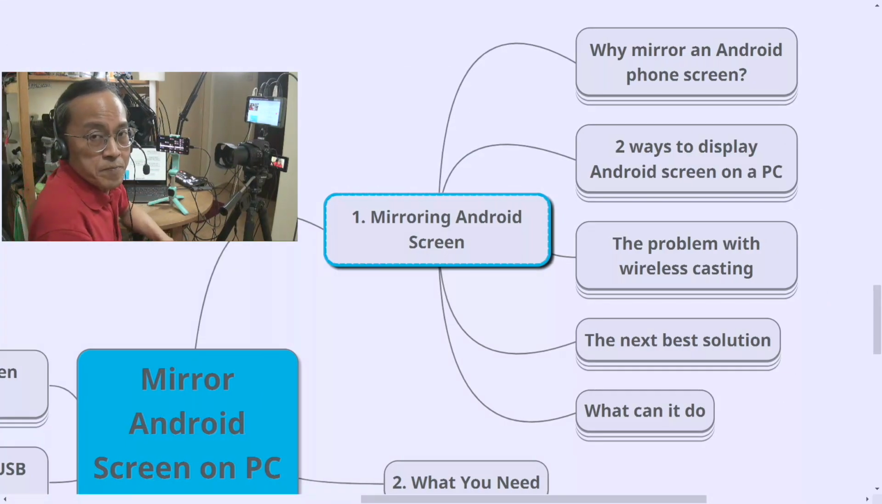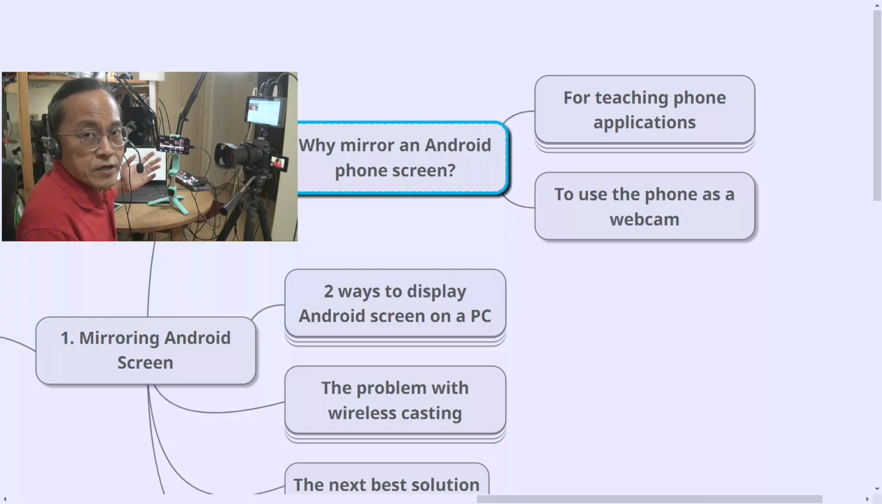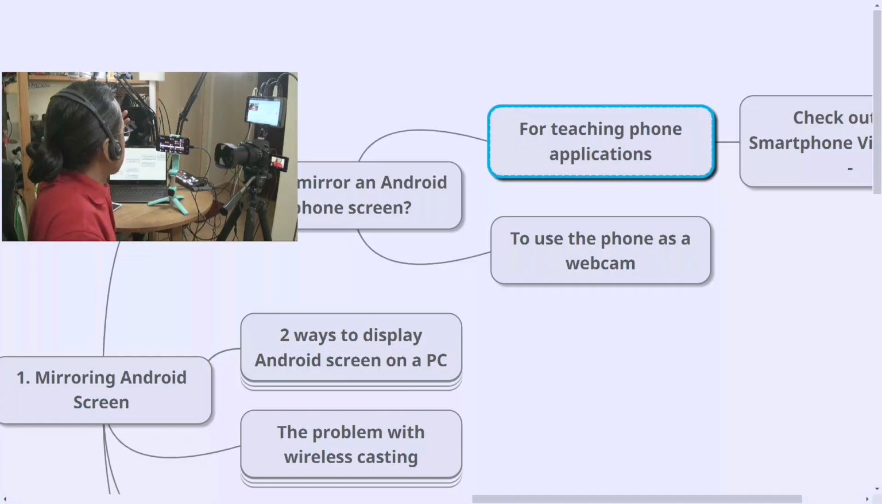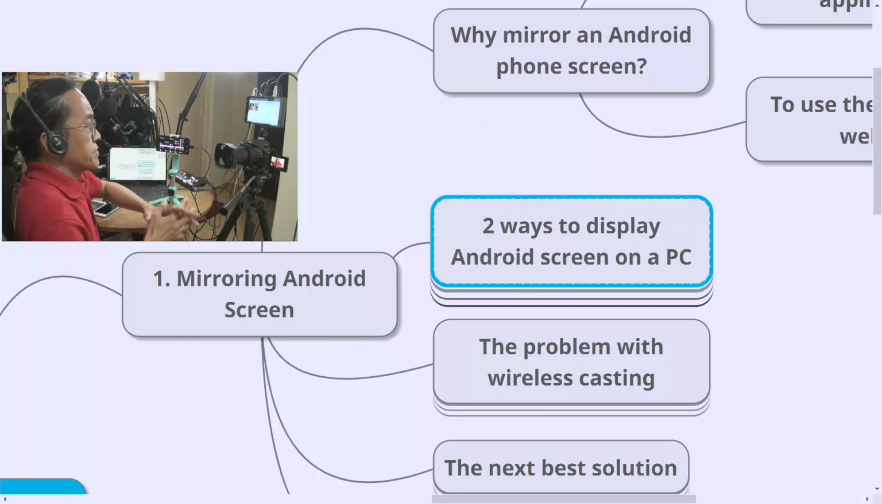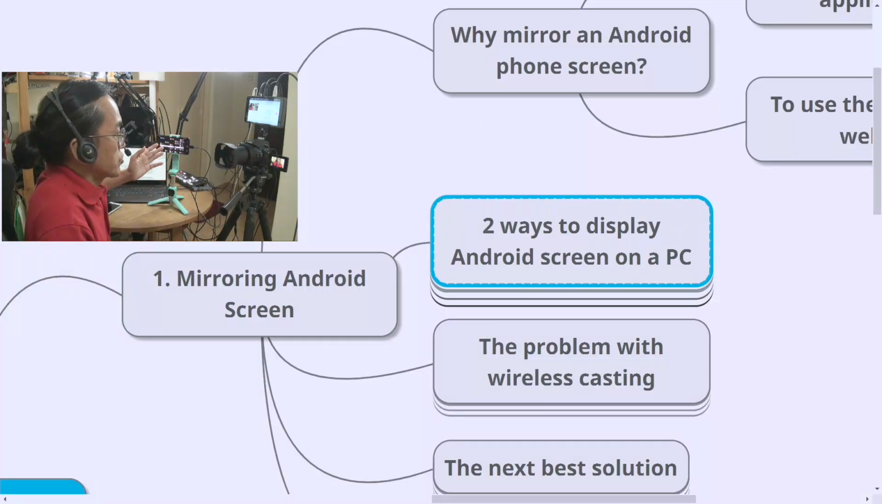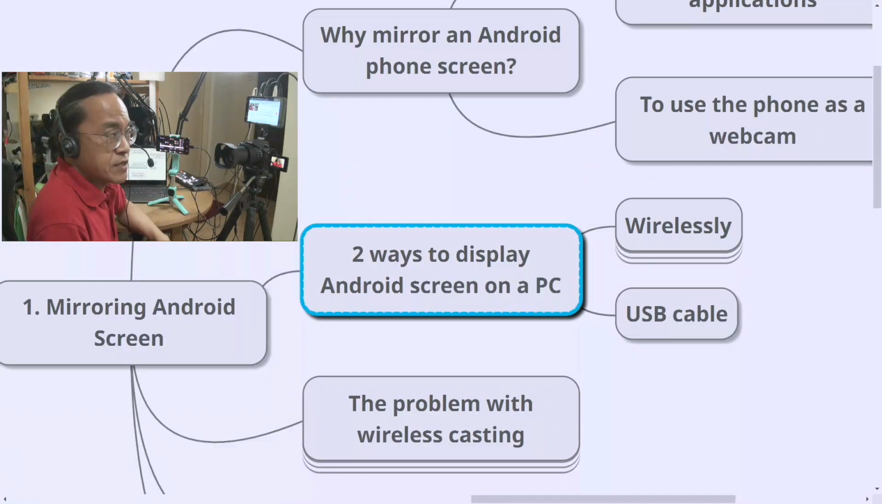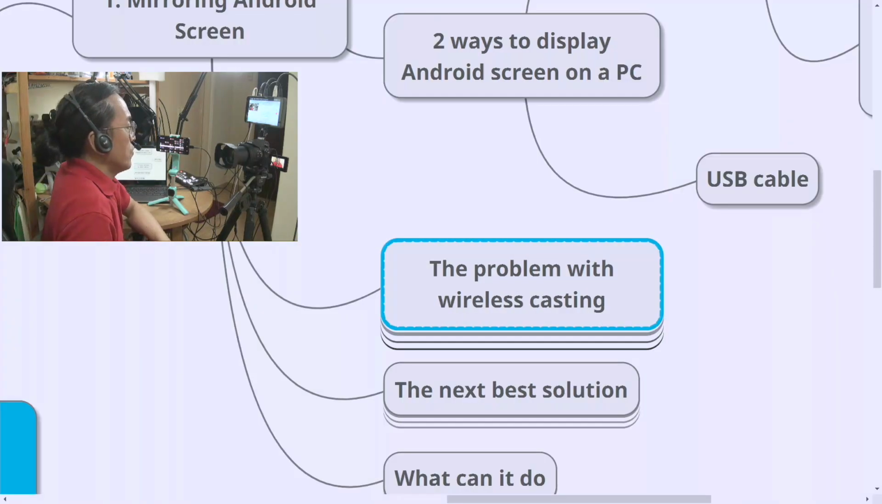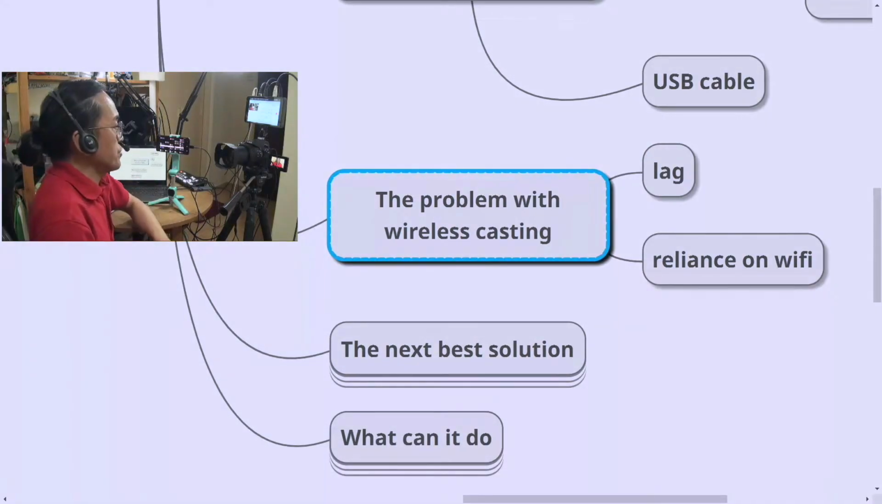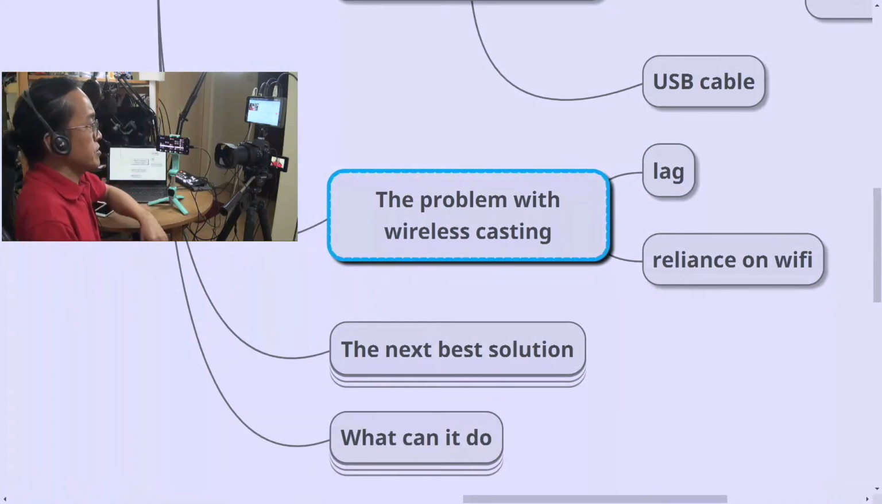Why do I want to mirror my Android screen onto my Windows laptop? I conduct classes on how to do mobile video editing. The other reason is to use it as a webcam. Now, there are many ways to mirror the Android screen. Basically, we break them down into two: wirelessly or using a USB cable. What's wrong with casting wirelessly? Lag. The second issue is Wi-Fi stability.